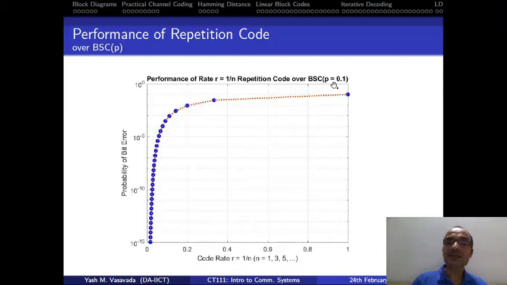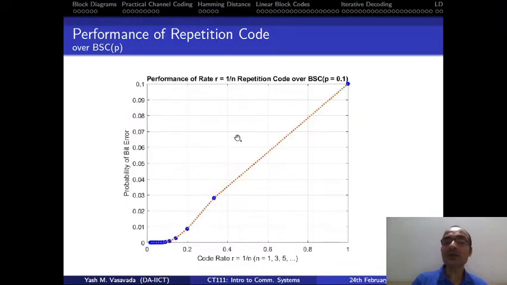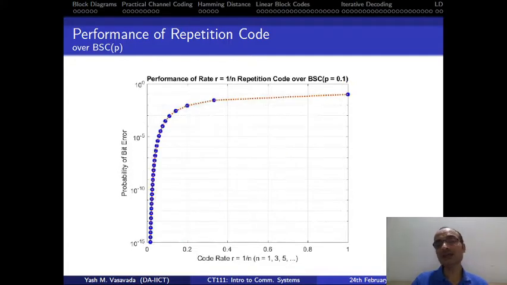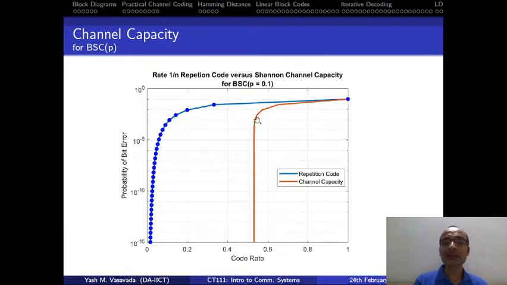What does the channel capacity say? How much rate can we send? It is 0.53. So you can see why the repetition code, although it is a pretty nice code to start understanding channel coding theory, is actually pretty weak. Because compared to what the channel capacity says that you should be able to achieve, the repetition code is highly inefficient. It reduces the bit error rate, but by doing that it ends up sacrificing the rate a lot.